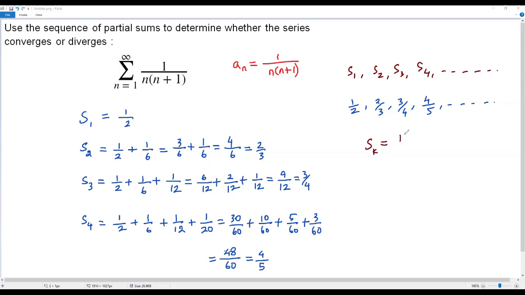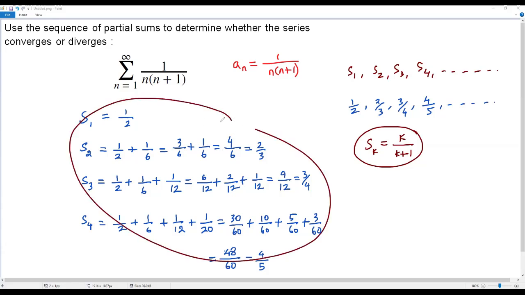If I assume k as the numerator, then the denominator has to be k plus 1, because according to the pattern, the denominator has to be 1 greater than the numerator. So if the numerator is k, the denominator is k plus 1. Now, to check whether the sequence formed with the partial sums converges, I have to take the infinite limit for k on both sides of this explicit formula. Let me do it. Before that, I'll erase this so that I'll find space to work.